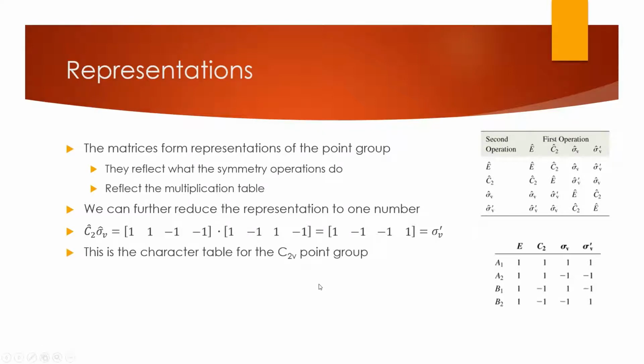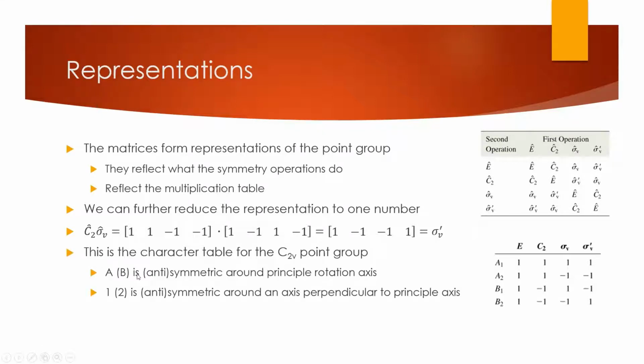The origins for this here, the A is something that is symmetric around the principal rotation axis of the molecule, and the B is anti-symmetric. So that's where the A and the B labels come from. The 1 and the 2 labels come from being symmetric or anti-symmetric around an axis perpendicular to the principal axis. So we have these different labels based on different types of symmetry.